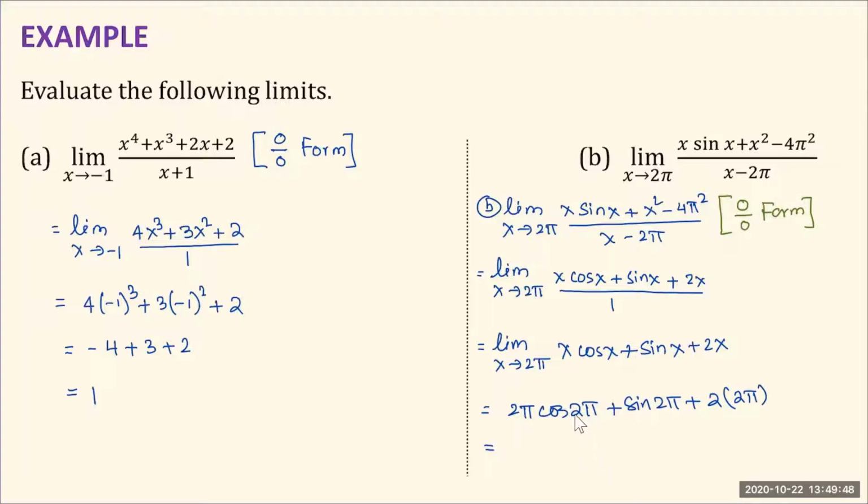Now cosine 2 pi is 1. 1 times 2 pi is 2 pi. Then plus sine 2 pi is 0 from your unit circle, plus 2 times 2 pi is 4 pi. So what I'm getting is 4 pi plus 2 pi, which is equal to 6 pi. So that is the limit using L'Hopital's rule for the problem here in part B.